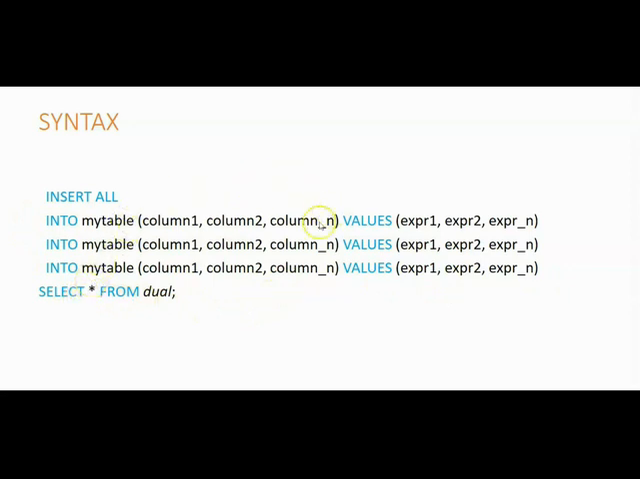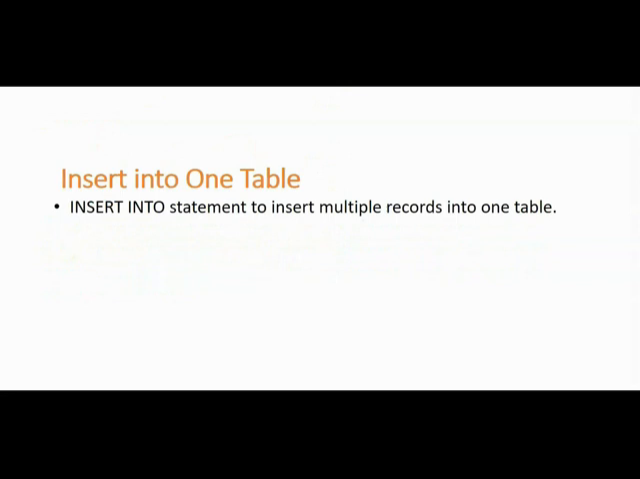You can skip the column names, but the ordering of the columns with the data types must match the values that you provide. The advantage of providing column names is that you will know what type of data you need to insert. The expression value 1 data type must match the data type that you have given for column 1, and similarly for all the remaining insertions. So insert all has 2 approaches. We can insert multiple records into one table, and in this session we'll see how to insert multiple records into one table.